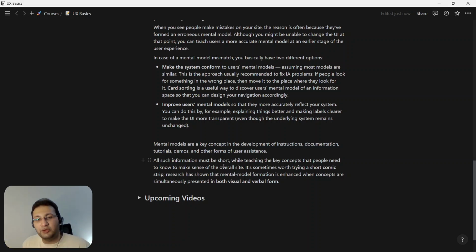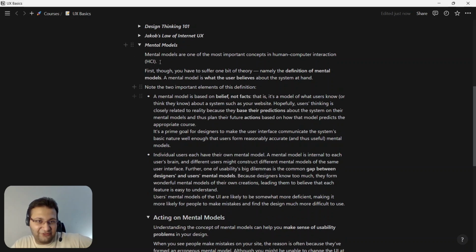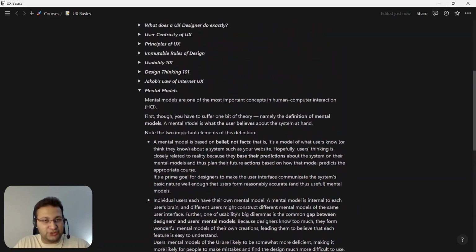Research has shown that mental model formation is enhanced when concepts are simultaneously present in both visual and verbal form. So if you have seen any user manuals with a product you buy, like an electronic gadget, the user guide definitely has visuals in it, because again it helps with mental model formation. It's easier to understand. So that was all about mental models. Hopefully this video was helpful, and now you have a very solid understanding of this important concept of HCI, which is very integral to design and UX as a discipline. And yeah, that was all for mental models.